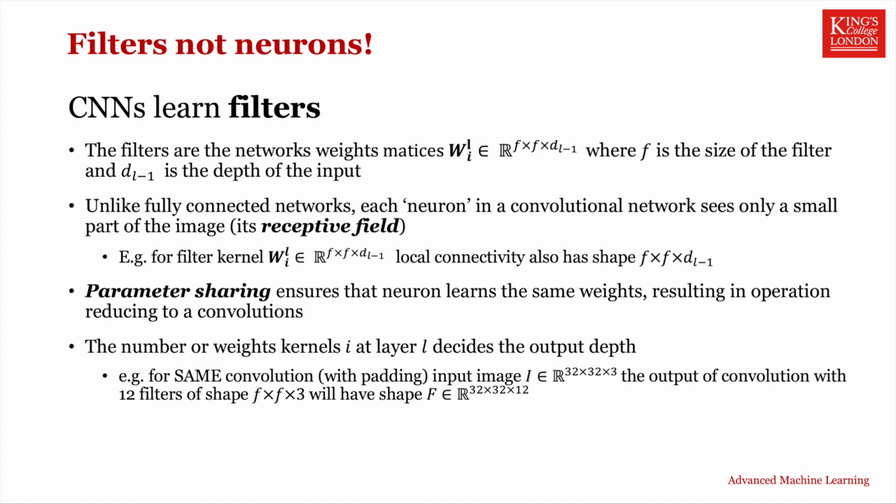And typically, more than one kernel is learnt by each layer, where the number of kernels learnt will decide the dimensions of the activation tensor output from that layer. Specifically, if we use padding to enforce same convolutions of an input image of dimensions 32 by 32 by 3, and we train 12 filters, our output dimension for that layer will have shape 32 by 32 by 12.